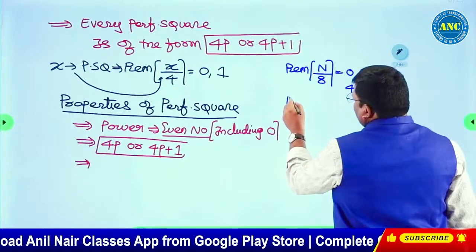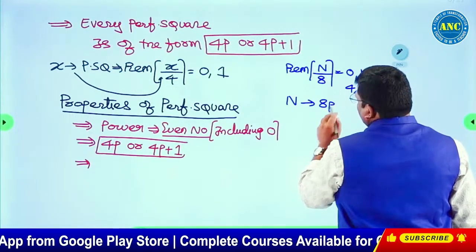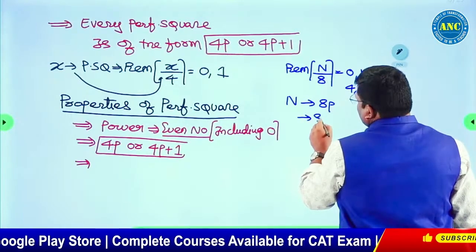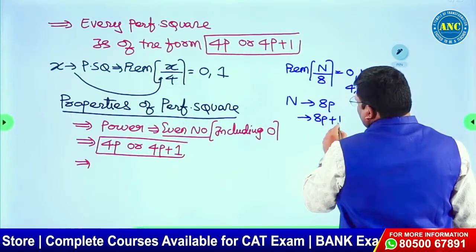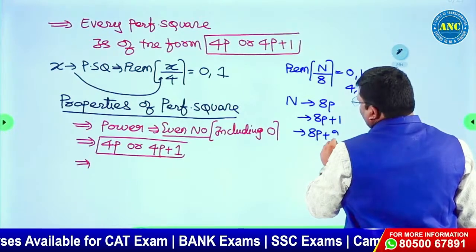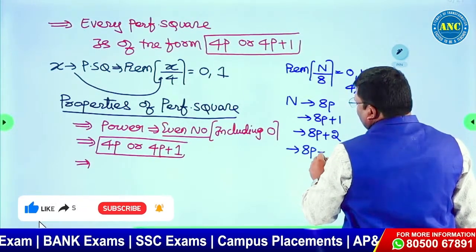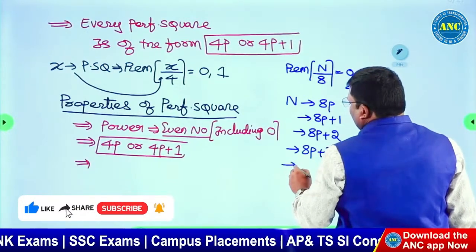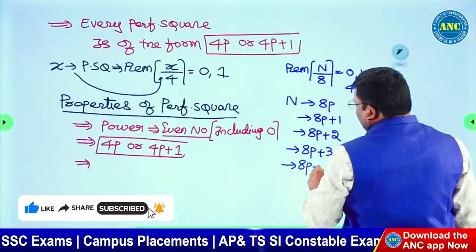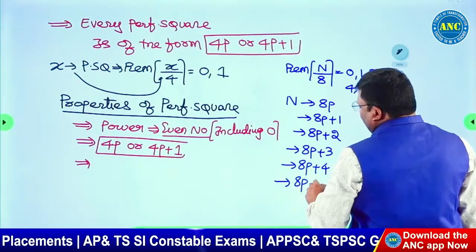A number, when divided by 8, gives remainder 0, perfectly divisible. It gives a remainder 1. Yes, we will write down all the possibilities. It gives a remainder 2. It gives a remainder 3 when divided by 8. It gives a remainder 4 when divided by 8. It gives a remainder 5 when divided by 8.